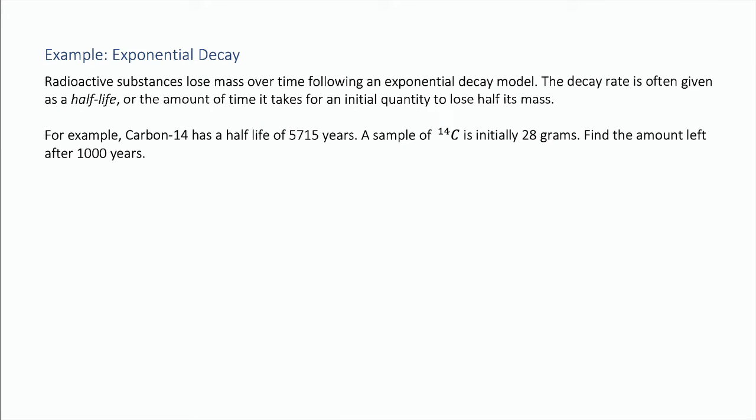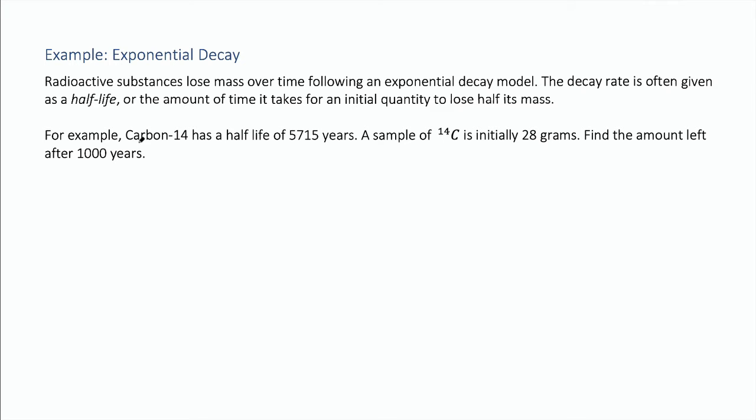The most common example in nature of exponential decay is radioactive substances. A radioactive substance or a radioactive element is where the actual atomic structure is breaking down over time, and so we lose some mass over time. This is often given as a number called half-life, which is the amount of time that it takes for a substance to lose half of its mass.